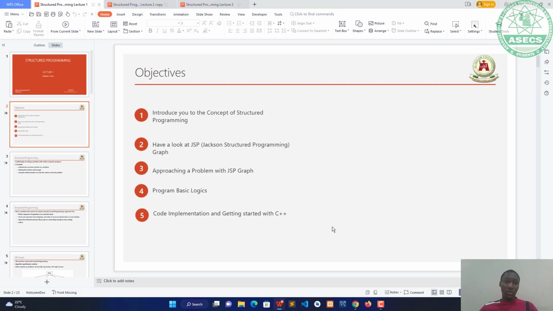So now these are the objectives of this lecture note 1. Akwai introduction to the concept of structured programming, having a look at JSP, approaching a problem with JSP graph, program-based logic, code implementation, and getting started with C++.